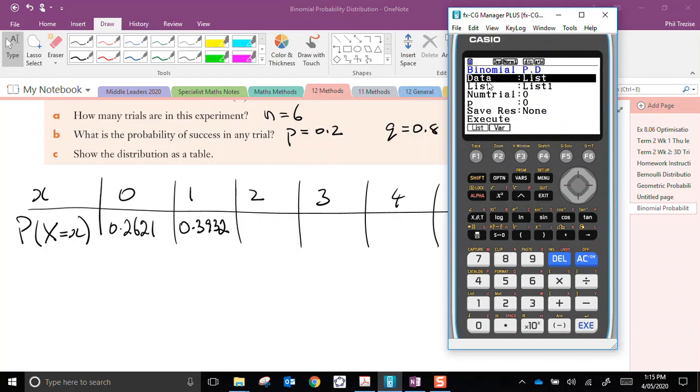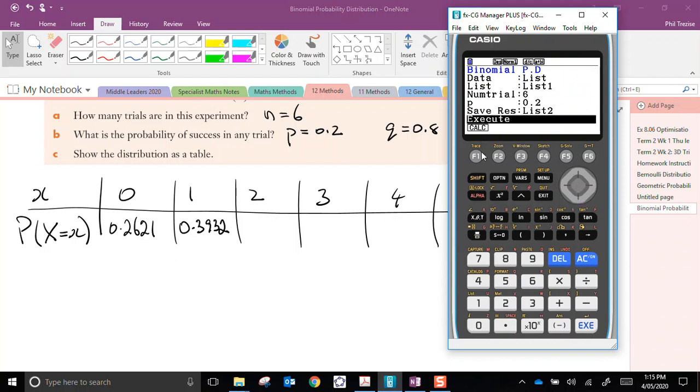Now my data is stored in a list. Sometimes that will say variable, but check to see that it's on a list. You can use F1 to do that. And it is stored in list number 1. I do need to tell it the number of trials. It's 6 trials in this experiment, and the chance of a success is 0.2. I don't need to tell it Q, it knows that. Now where do I want to save these? Well, I want to save them in a list, and I'll save them in list 2 so I don't write over the top of the numbers that are there.